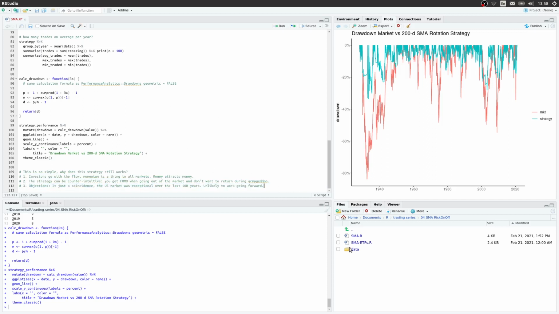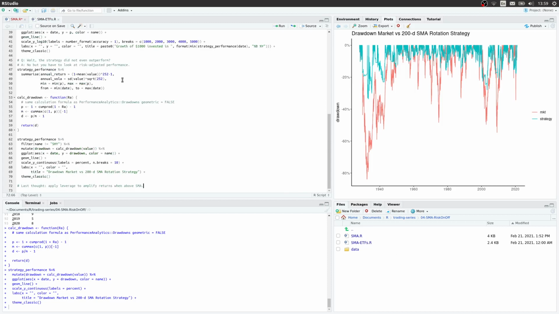So I also wanted to show you something on ETFs, that you can replicate it on ETFs, but I don't want to do this now. But if you want the code, you'll find it in the description.